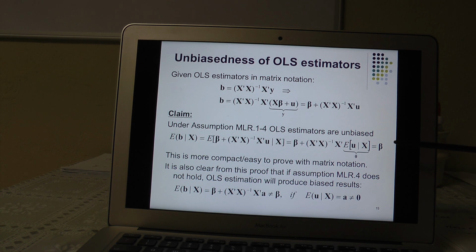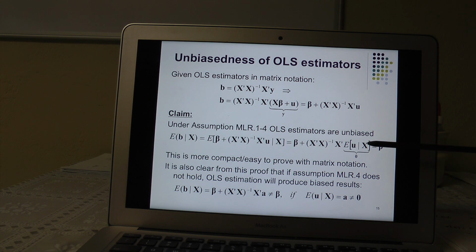And this is proof for two things, that expectation of b0 is beta 0 and expectation of b1 is beta 1. So both of these proofs are sitting right here in this one line. That's the power of matrix algebra.